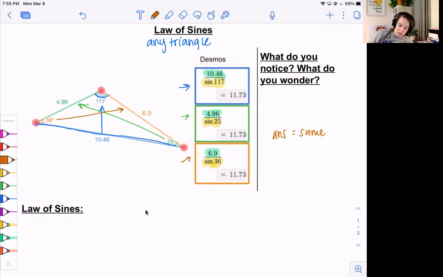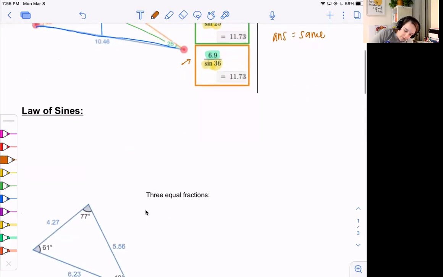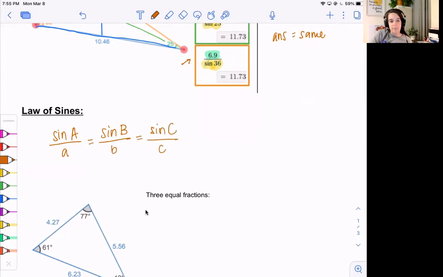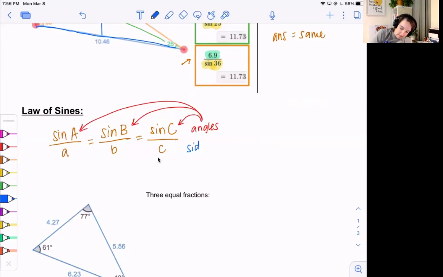So this is what's called the law of sines, and you should write this down on your paper. We have sine A over A is equal to sine B over B, which is equal to sine C over C. What this basically means is that when we use sine with the angles and we divide it over the sides, they are all equal to each other. It's a cool relationship that we have with triangles.